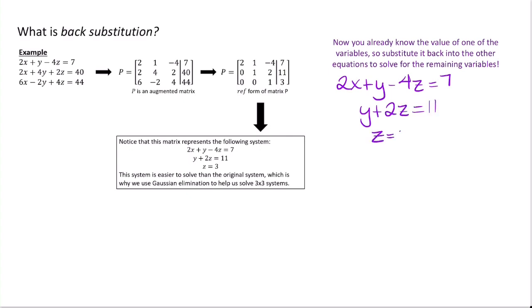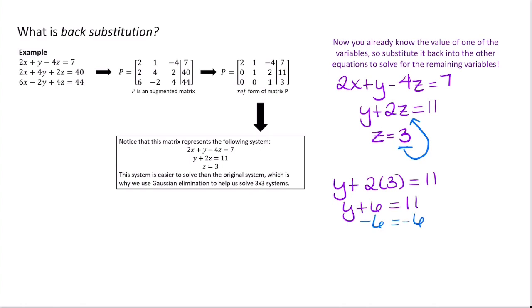And so what back substitution means is you can see here I already have the value of z. So I'm going to take this value and plug it back into the second equation. So that's going to give me this equation, right? I have y plus 2 times 3 equals 11. And that's basically y plus 6 equals 11. And now I can solve this equation for y by subtracting 6 from both sides. So when I subtract 6 from both sides, that's going to give me y equals 5.